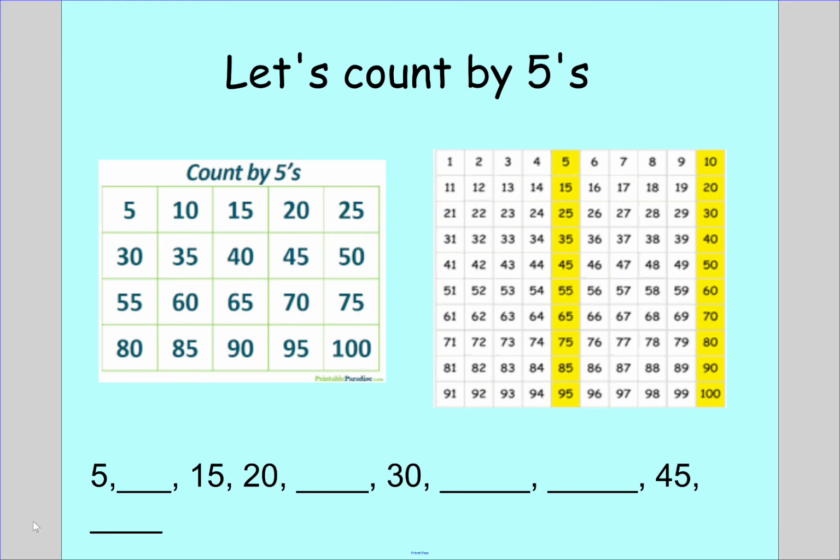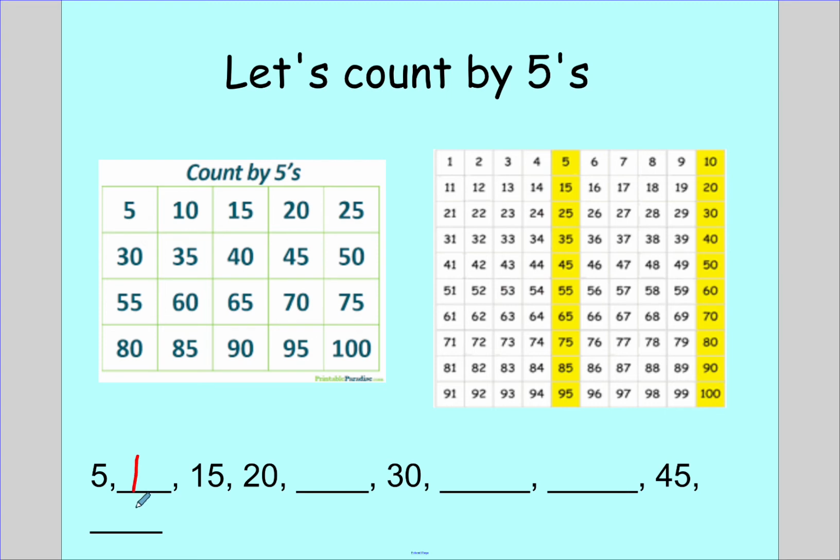Okay, let's count by fives together. So I have 5, and you can use whichever chart you want to. You can use the count by fives chart, or you can use the hundreds chart. For this one, I'm going to use the count by fives chart. So I have 5, and then my next number is missing. The next number on my chart is 10.